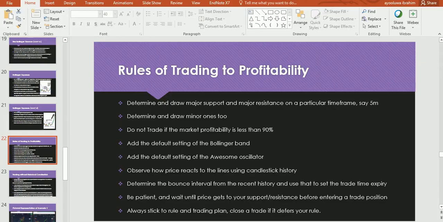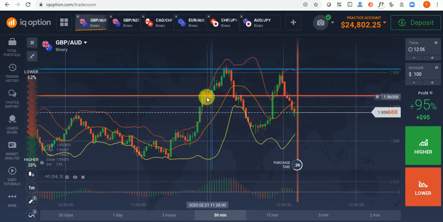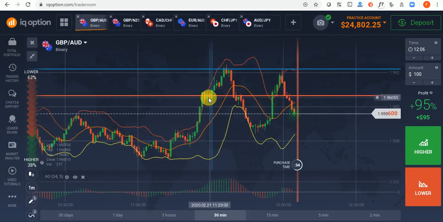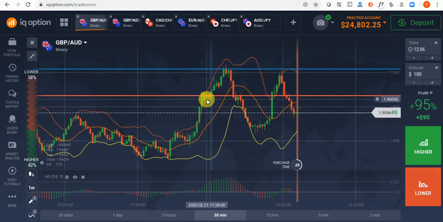Do not be in a hurry. Do not be in haste. Always stick to the rule and trading plan. Close a trade if it differs from the rule. Basically, what this means is, let's say from history, when I was drawing it, history says 3 minutes, and when I was entering my time, I mistakenly entered 2 or 4. Please always close it. Don't say, okay, 2 is winning, I will leave it. Please, we are trading on support and resistance. These are always sensitive points.